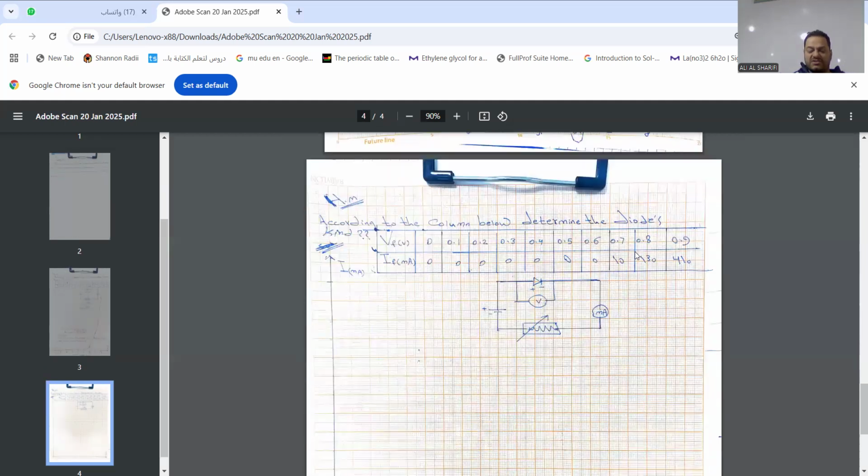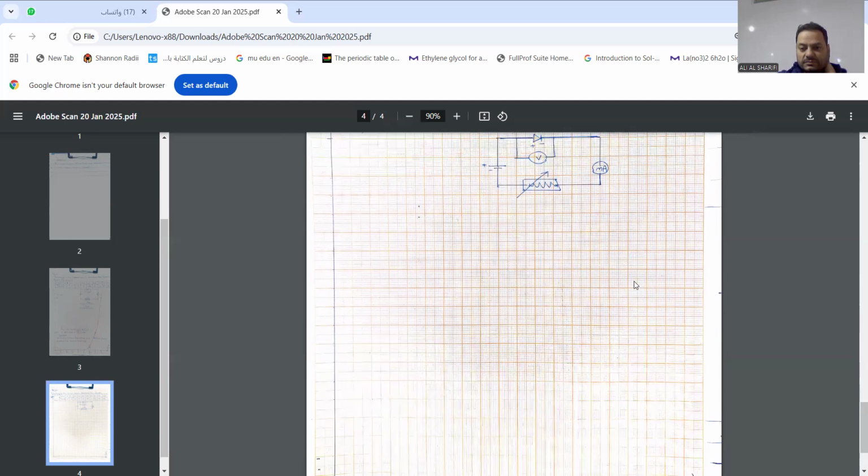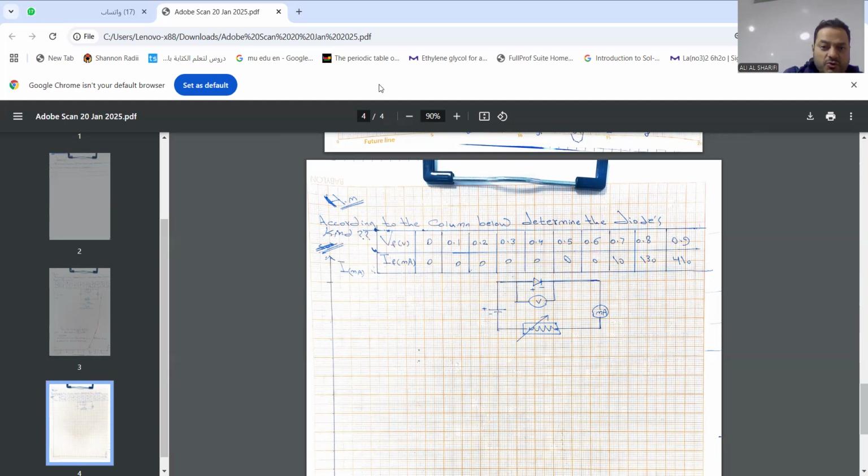Here, you have another example, another homework. You should solve it to develop your skills to plot other curves more easily. According to the column below, determine the diode's kind. You have these numbers, but here the numbers are a little bit different: 10, 130, 410. Let me say next week how you will plot this curve, okay? That's it. And don't forget to write your conclusion.